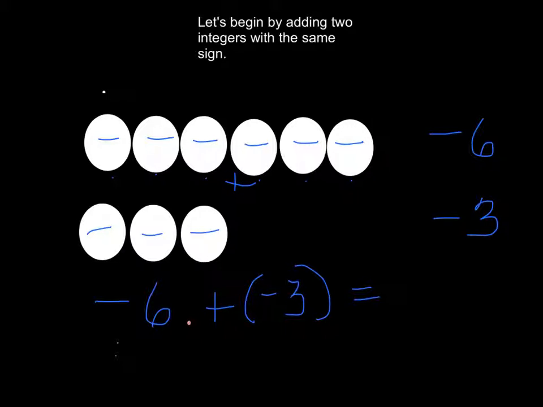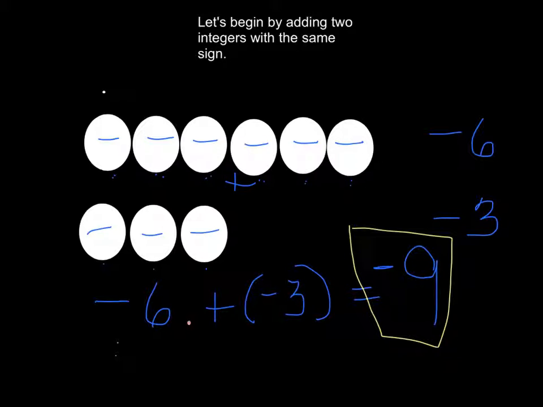And we can solve that simply by counting up all of the integer chips. 1, 2, 3, 4, 5, 6, 7, 8, 9. My answer is 9, but we have to make sure that we keep our answer negative because all of our integer chips are negative. If all of our integer chips are negative, then that means that our answer must also be negative.